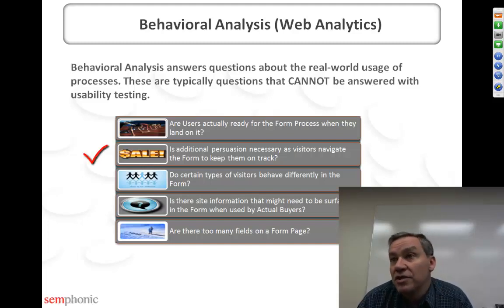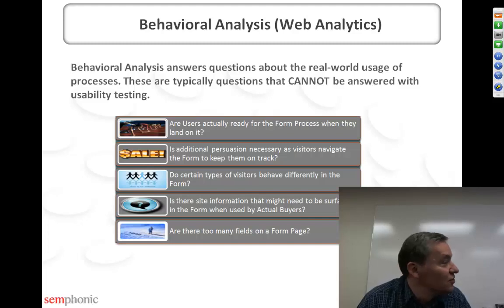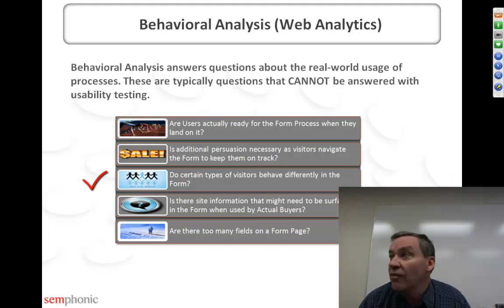Is additional persuasion necessary as visitors navigate the form to keep them on track? You'll notice exactly the same thing applies here. The reason you can't do this in usability analysis is you're just sitting someone down and telling them to go through the process. They don't need any persuasion at all. But in the real world, buyers may decide to drop out. They may forget why, or they may decide, I don't know if I really want to buy this. There's that sort of residual uncertainty that can't be measured in usability. But maybe there are things you can do from a behavioral standpoint. Do certain types of visitors behave differently in the form? This is a core segmentation question, and once again, it's something that can't be answered from a usability perspective.